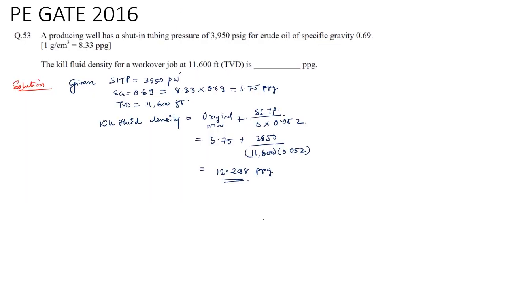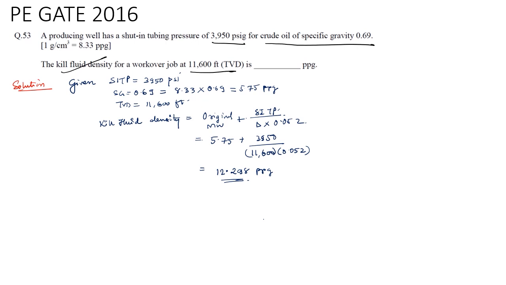This particular question was asked in GATE 2016. Let's look at the question. A producing well has a shut-in tubing pressure of 3950 psi for crude oil of specific gravity 0.69. We need to find out the kill fluid density for a TVD of 11,600.